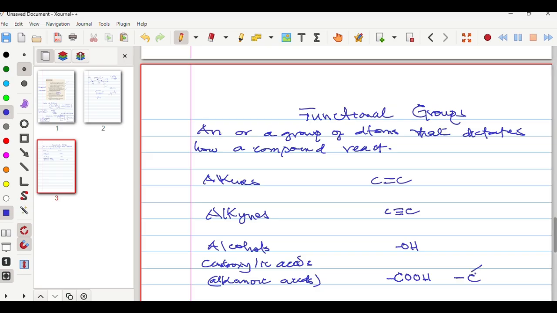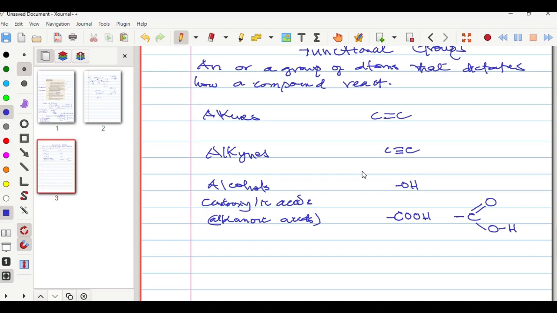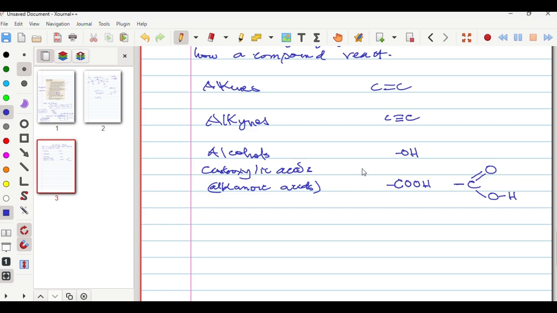They will write it this way in a compound like this: C double bond O and C single bond OH. So that is carboxylic acid. Okay, so let's move up. Now, there is ester.